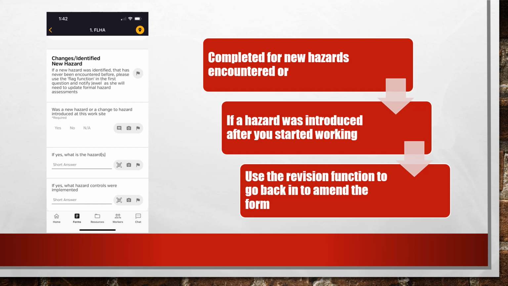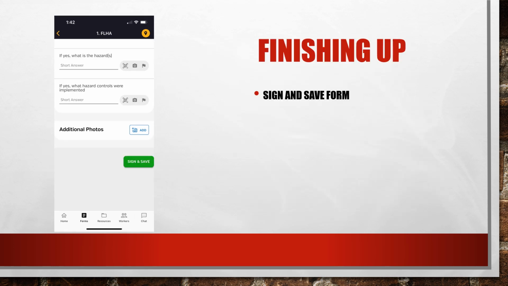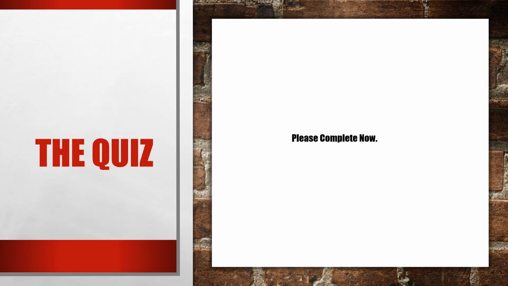The last section of the form is Change/Identify New Hazard section. The instructions are prescriptive. The first question is mandatory to complete. The last step is signing and saving the form. Click on the Sign and Save button and follow the prompts. You have now finished the training video. Please proceed on now to complete the quiz.